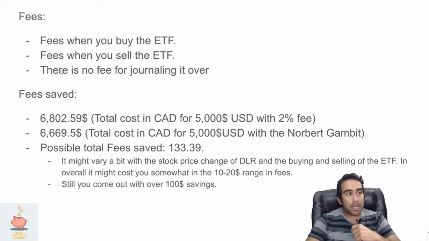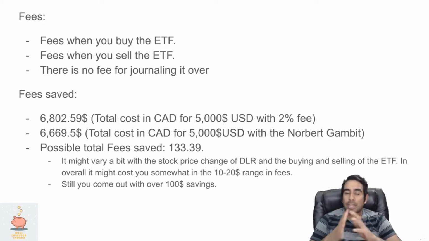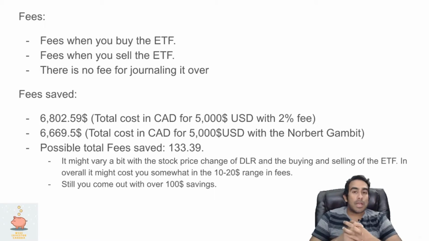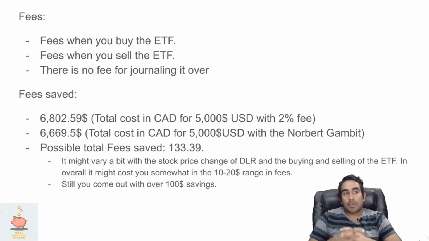So I kind of broke it down here, the savings you can have, right? So these are the fees when you buy the ETFs. The fees when you buy the ETFs are around, depending on how much you're buying, so it can vary, and also the fees when you sell the ETFs. When you sell it, there's a fixed fee and you pay that also, which I did. But there's no journaling fees, right? And when I did it, I paid roughly around $10 Canadian compared to, you know, a lot more. So it's very interesting how much you save.